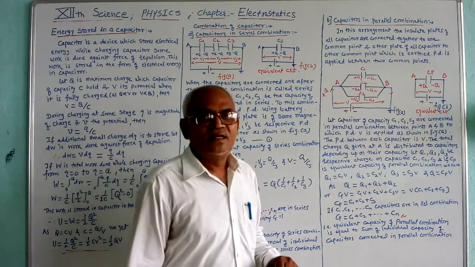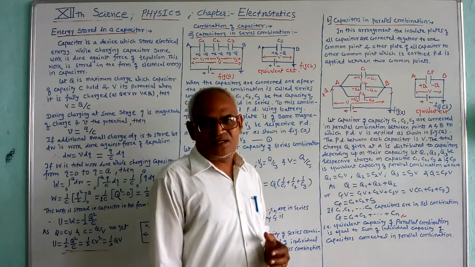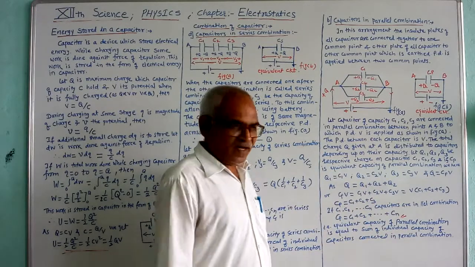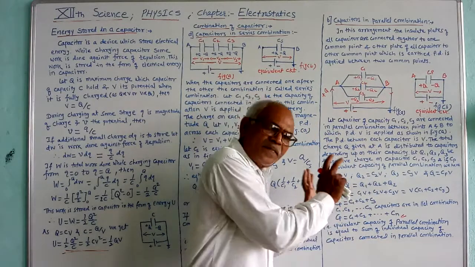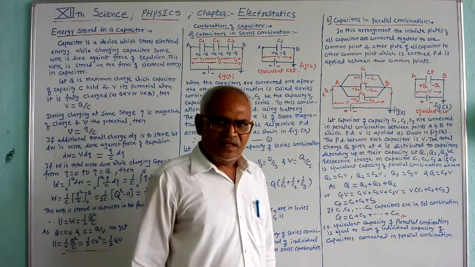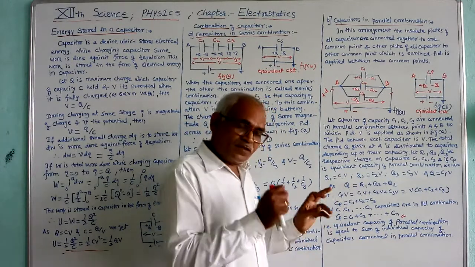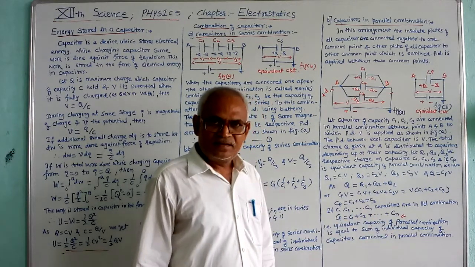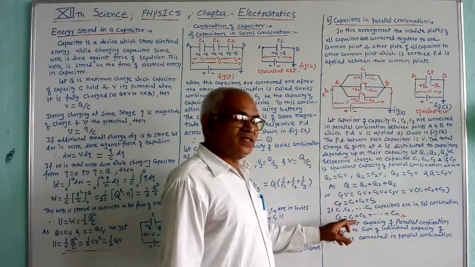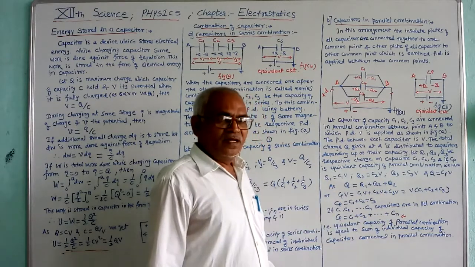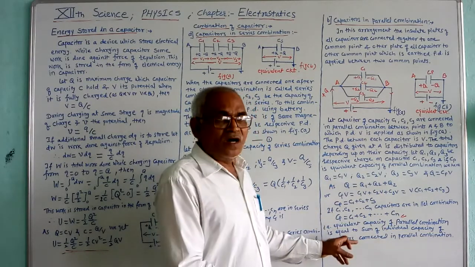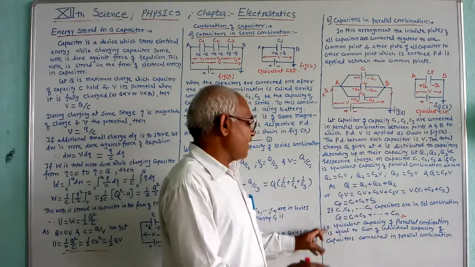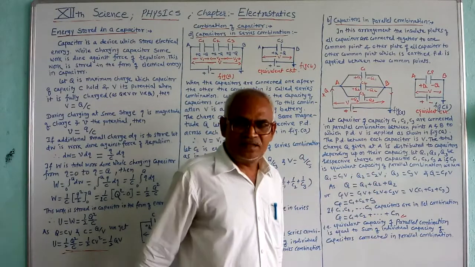Or, in general, if we have n capacitors of capacity C1, C2 and Cn connected in parallel combination, then the equivalent capacity of this parallel combination is equal to C1 plus C2 plus and so on plus Cn. That means the equivalent capacity of a parallel combination is equal to the sum of the capacities of the individual capacitors connected in the parallel combination.